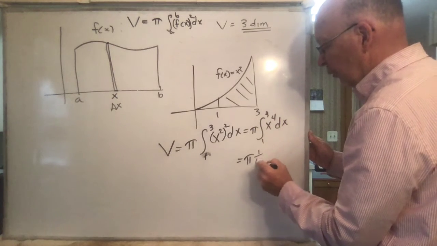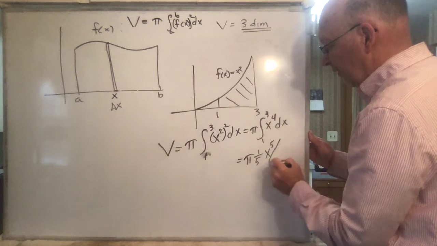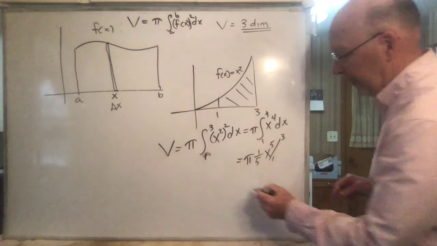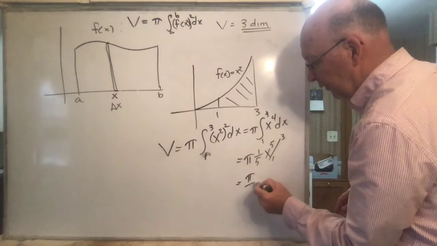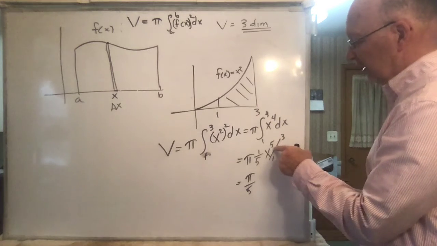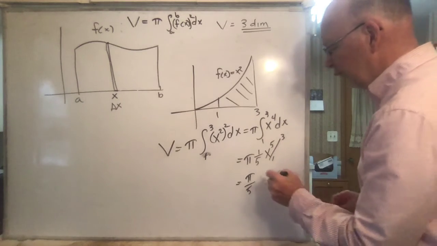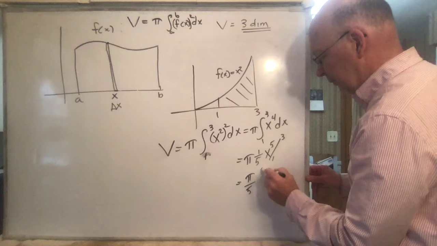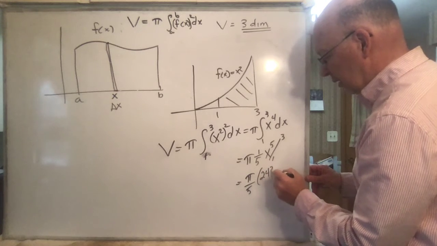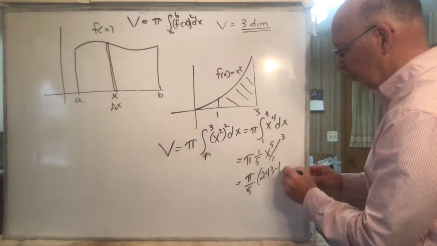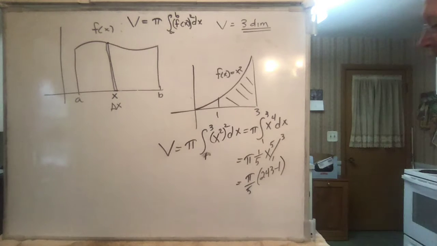The antiderivative of that, of course, is 1/5 x to the 5th from 1 to 3, which is going to be pi over 5. Put in a 3 here. Oh, wow, I think that's 243. Minus 1 to the 5th is just 1. So there you go. Okay, there's your volume.